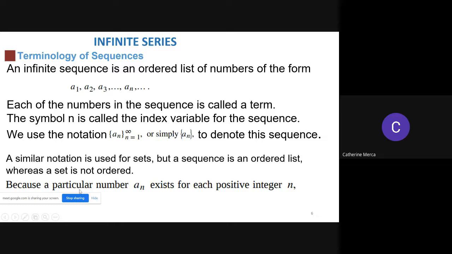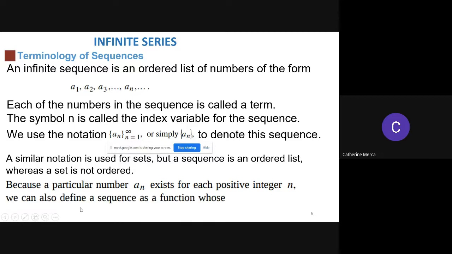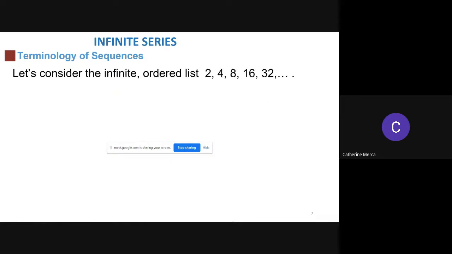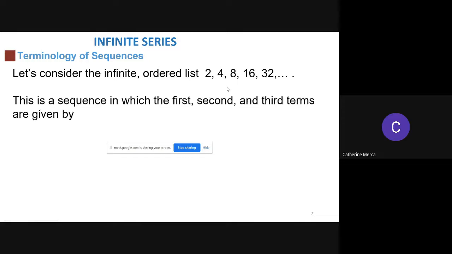And because a particular number a sub n exists for its positive integer n, then we can actually define a sequence as a function whose domain is the set of positive integers. So, for example, this is an ordered list. You know that the next number after this will be 64, and this is your first term, second term, third term, or we call it a sub 1, a sub 2, a sub 3, a sub 4, a sub 5. So from this pattern, you will be able to get your nth term.